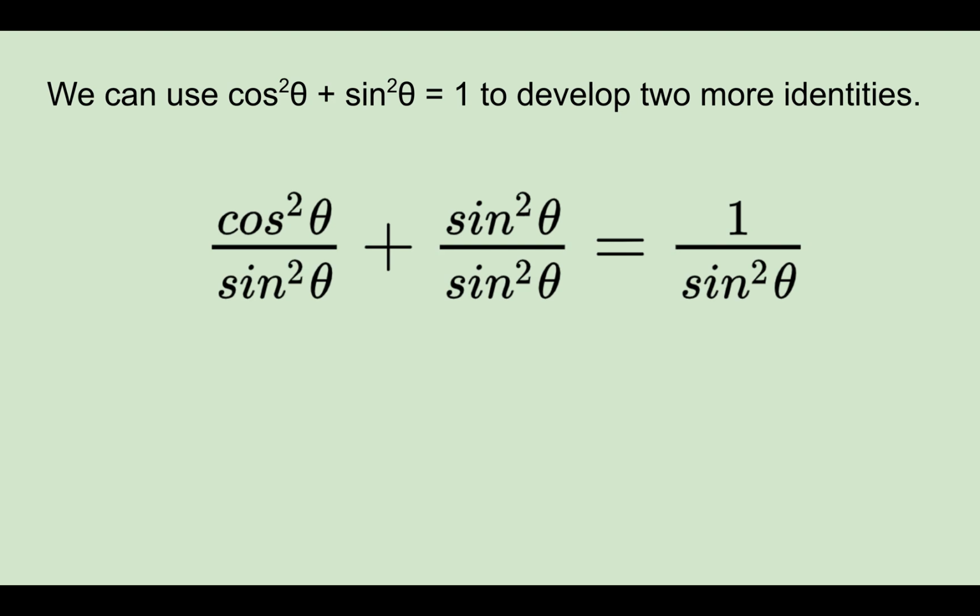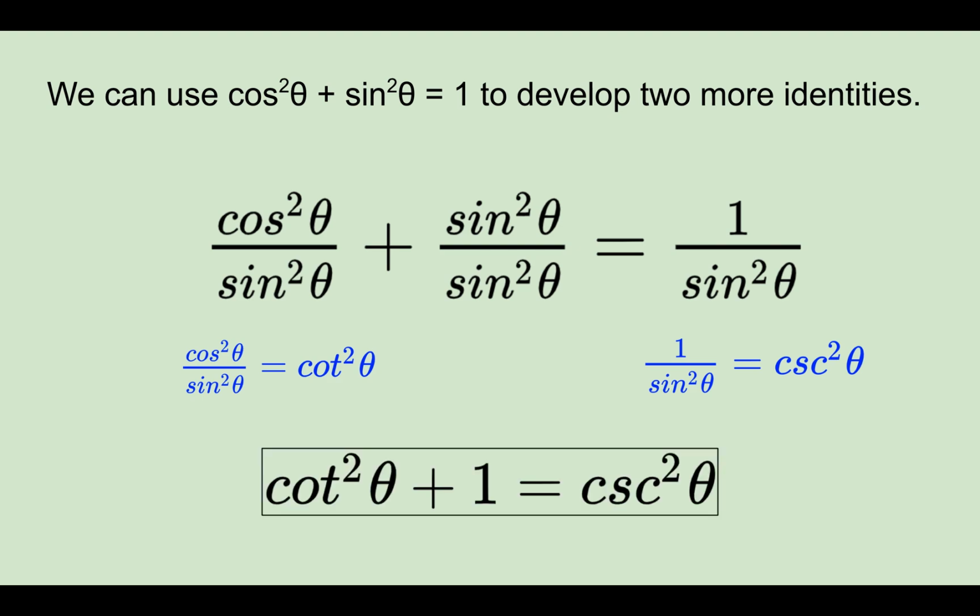We could have done the exact same thing, but divide by sine squared. All right, so if we do this, cosine divided by sine is cotan. So cosine squared divided by sine squared is cotan squared. Sine squared divided by sine squared is 1, right? And then 1 over sine is cosecant. So 1 over sine squared is cosecant squared. So I can replace those two terms with those, and I get cotan squared plus 1 equals cosecant squared.